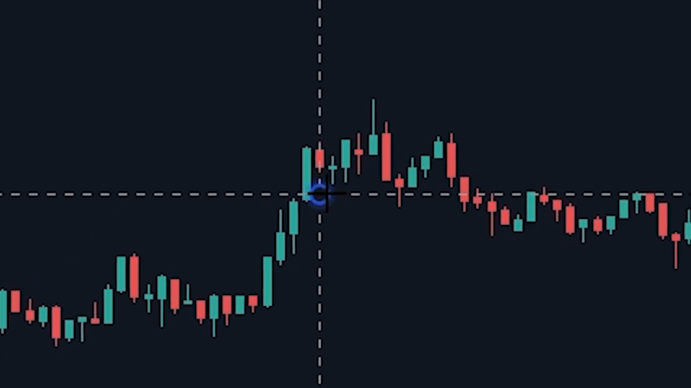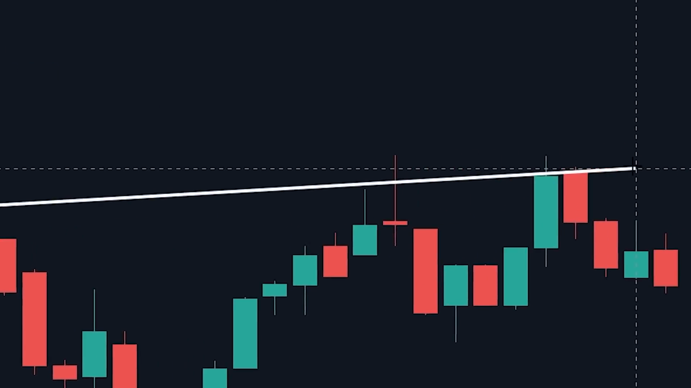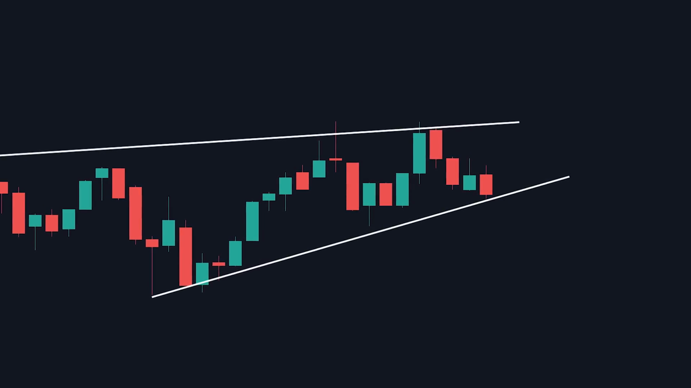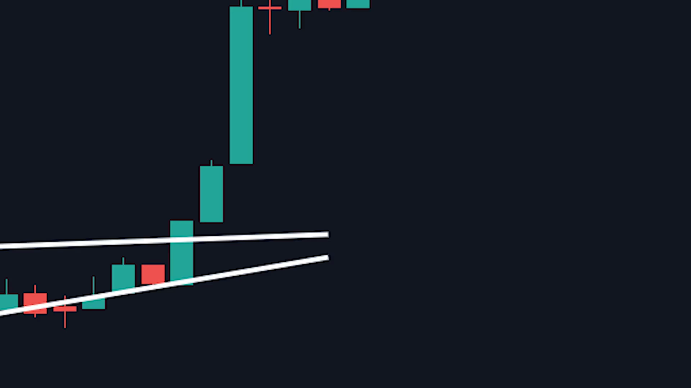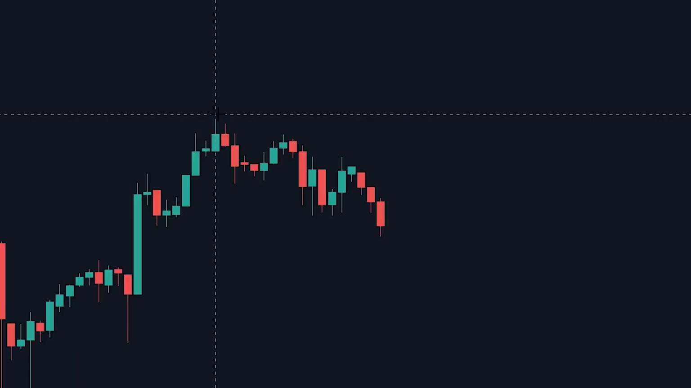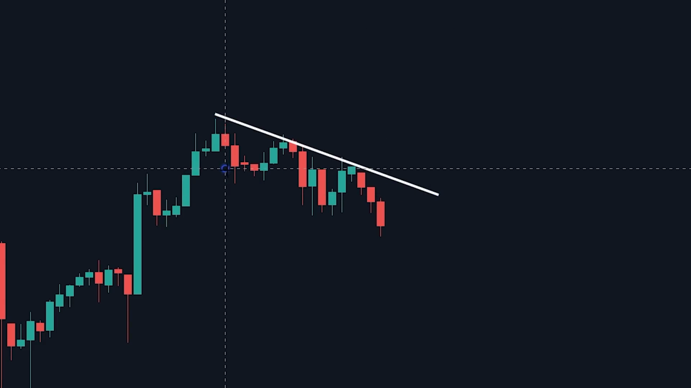Breakout strategies. Setting a support line, then a resistance line, and waiting for that one moment to happen, when the price suddenly breaks through. And when it breaks through, it really breaks through. But how do you trade this strategy successfully?